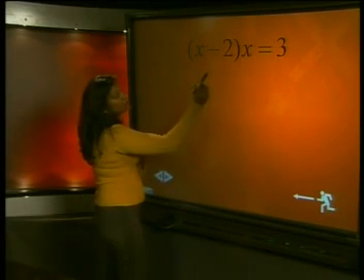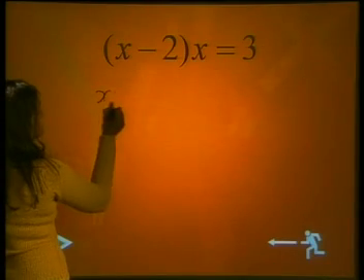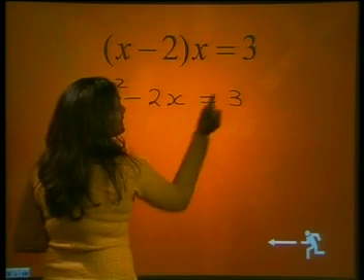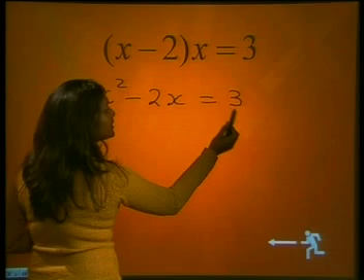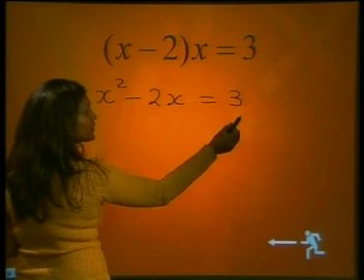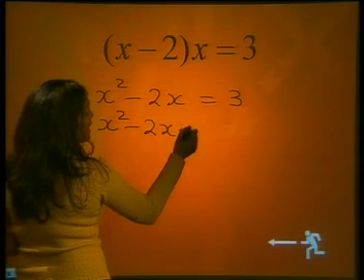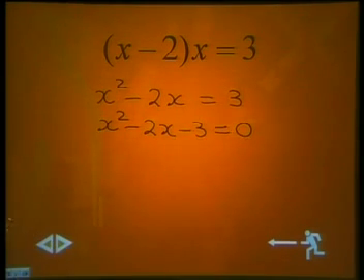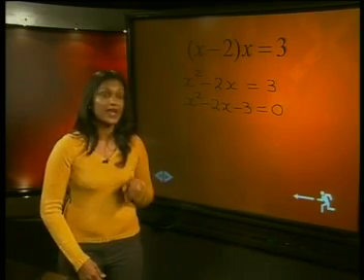So, the first thing we've got to do is multiply the x into the brackets and we get x squared minus 2x is equal to 3. Next, we want to get 0 on this side over here. To do this, I need to subtract 3 from both sides of the equation. I get x squared minus 2x minus 3 is equal to 0. Now we can factorize this equation into two brackets.